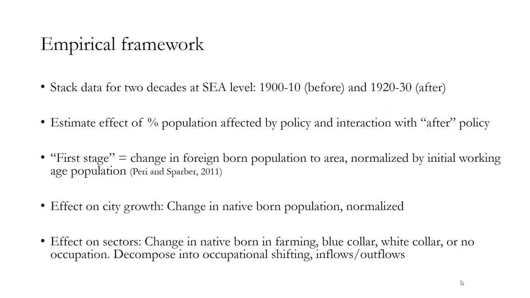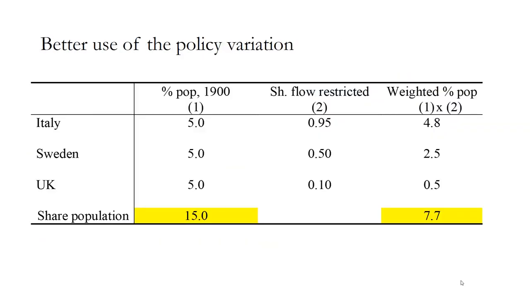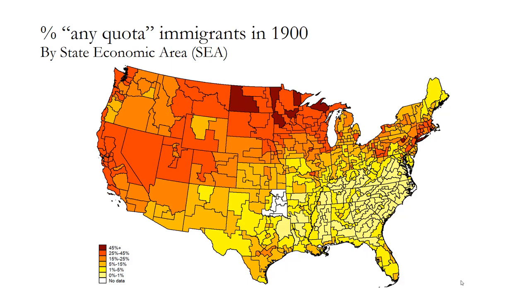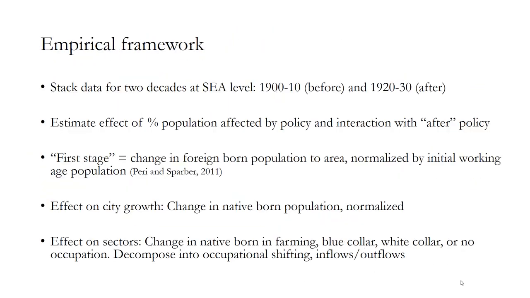Okay, so our empirical framework then, we're going to stack data from 2 decades at the state economic area level. That's our measure of location. State economic areas are clusters of counties. There are around 400 of them in the US, and you can see those represented here. So that's how large a state economic area would be. It's roughly equivalent to commuting zones today. We have 2 decades of data, one from 1900 to 1910 in the unrestricted period, and one from 1920 to 1930 after the policy is in place.